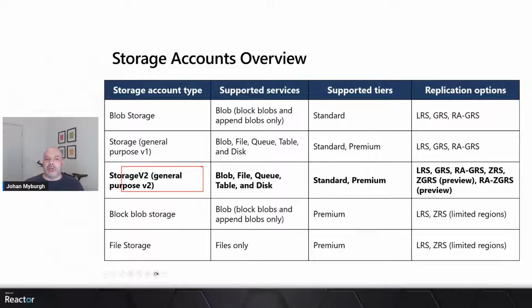So we originally had blob storage. We had storage v1. Now we have a storage v2, and this really just alludes to the fact that the technology we're using behind the scenes keeps evolving and changing, right? So you can still provision some of these other storage account types, but preferably, if you want all the capability that I'm going to be talking about, you want to go for a storage v2 account.